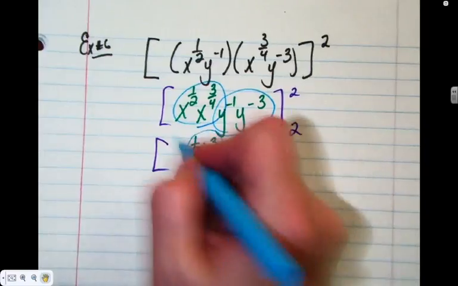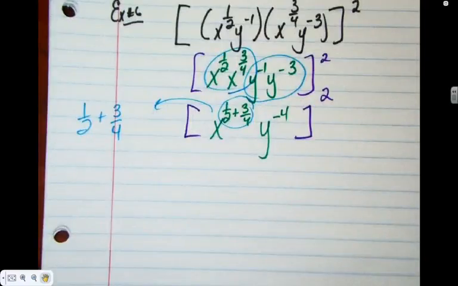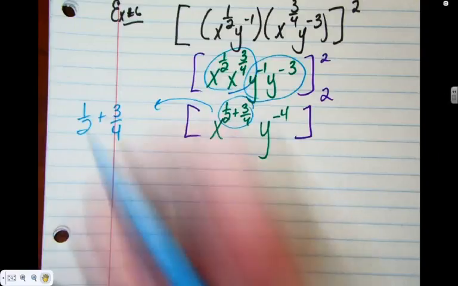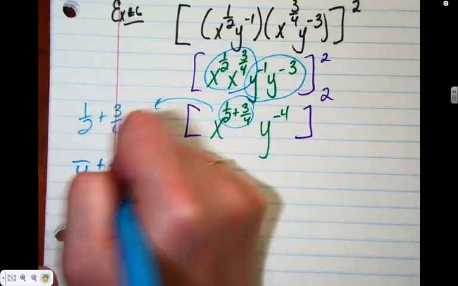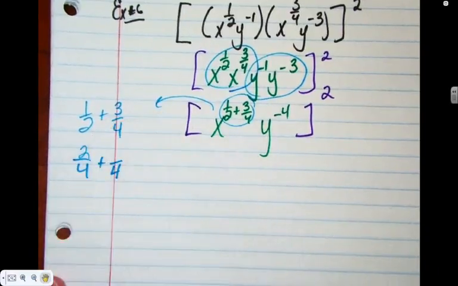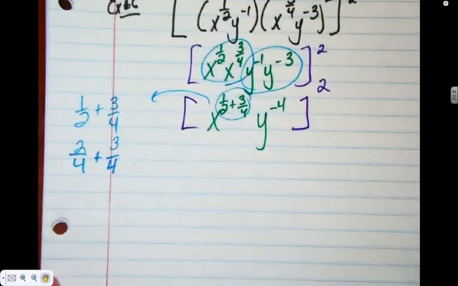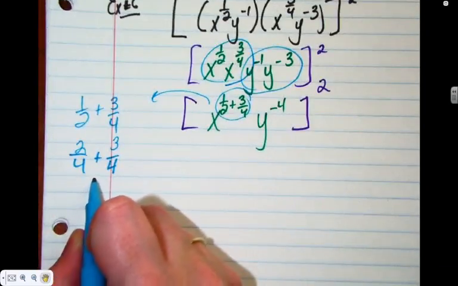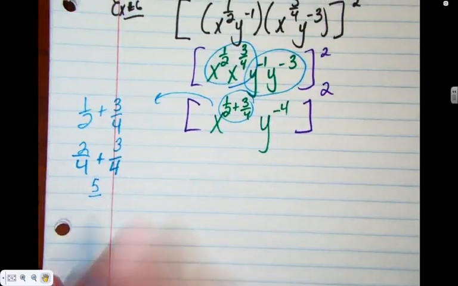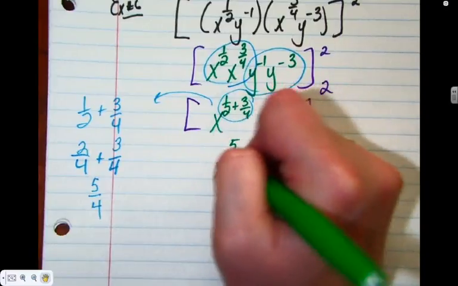I like to do the fraction stuff outside. If you like to do it in the question, that's fine. How do we add fractions? Common denominator. What's common between 2 and 4? 4. 1/2 is going to become 2/4. 3/4 is going to become 3/4. Add the tops. 5, keep the bottom. So we get x to the 5/4.